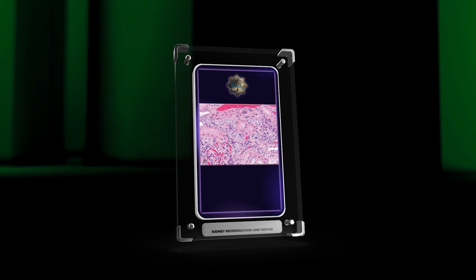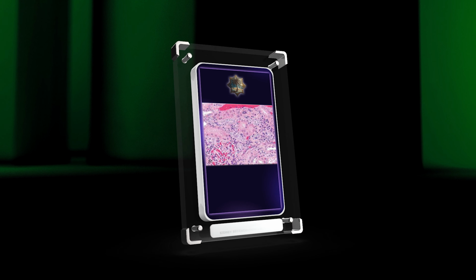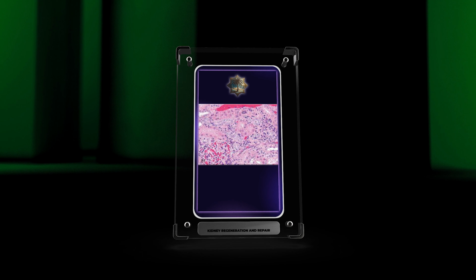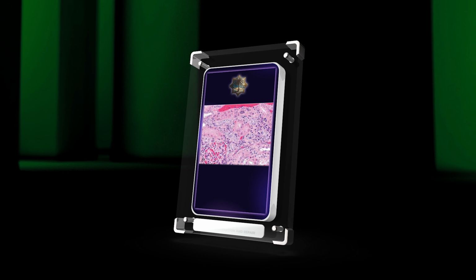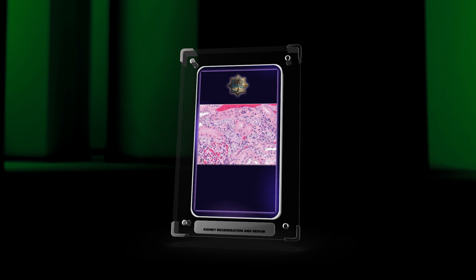In conclusion, there are many complex cellular and molecular mechanisms involved in kidney regeneration. Studying topics such as stem cell therapies, inflammation, and tissue engineering can lead to improved treatments for kidney diseases, benefiting patients worldwide.